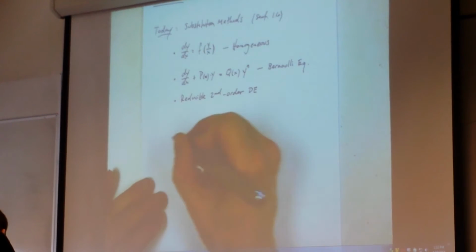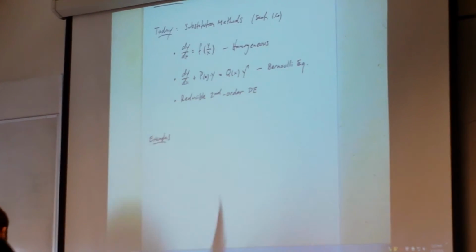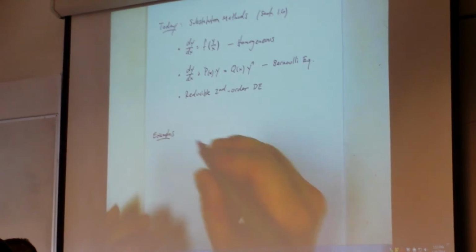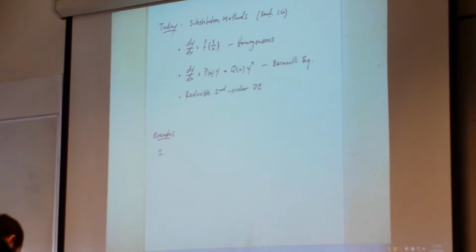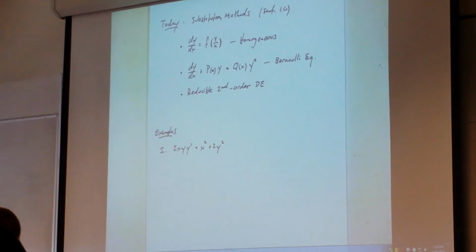So first we're going to start off with homogeneous. And let's just look at some examples. Okay. So first example, I'm just going to put Roman numerals on these. Say 2xy' equals x squared plus 2y squared. Okay. Now, this looks like a jumble.